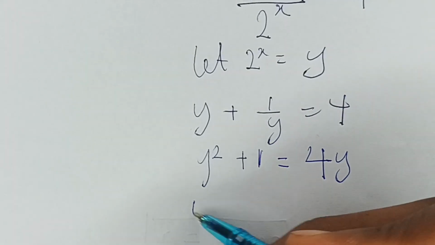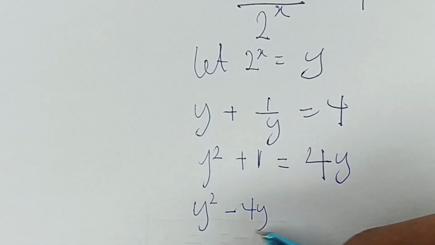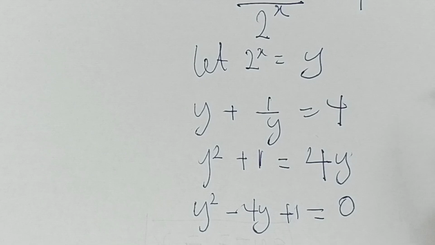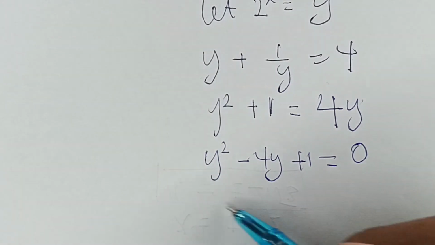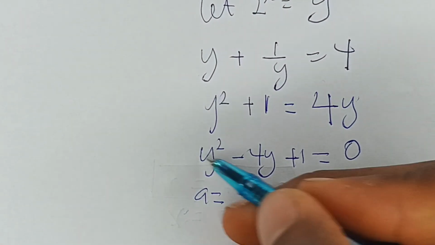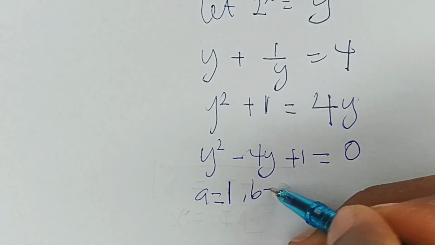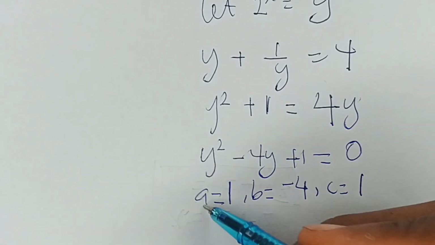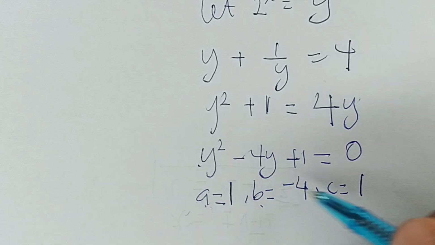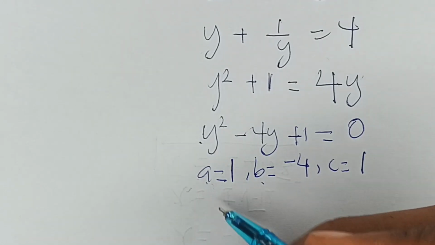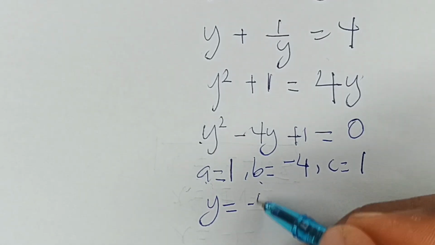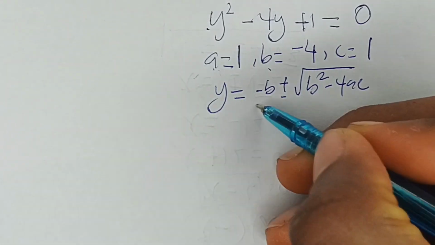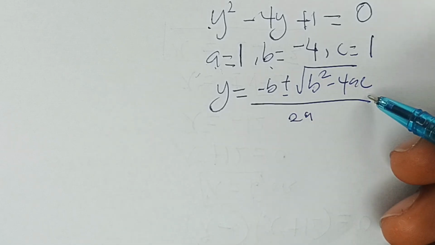Moving on from here, we have y squared minus 4y plus 1 is equal to 0, after subtracting 4y from both sides. Now from here, a is equal to 1, b is equal to negative 4, and c is equal to 1. a is the coefficient of y squared, b is the coefficient of y, and c is the constant term. Let's use y is equal to minus b plus or minus the square root of b squared minus 4ac, all over 2a, and this is from the quadratic formula.